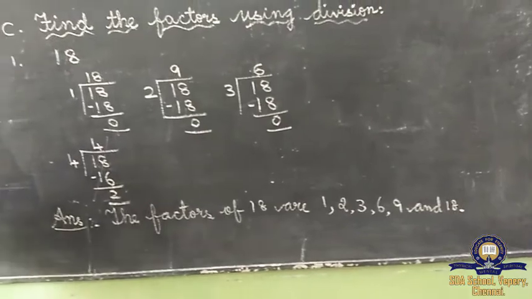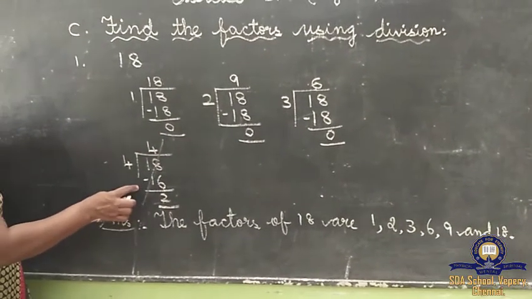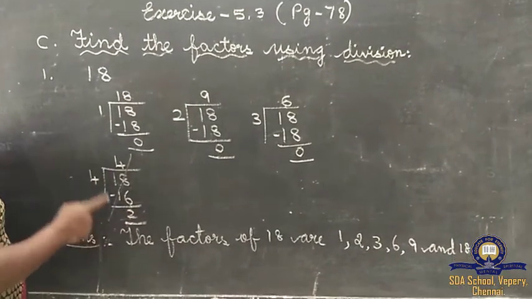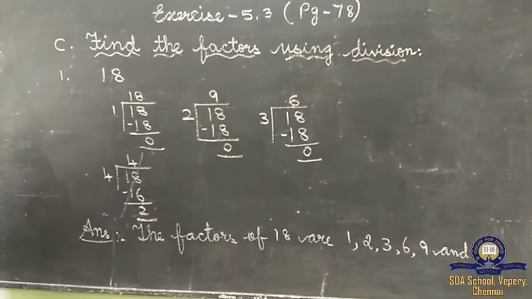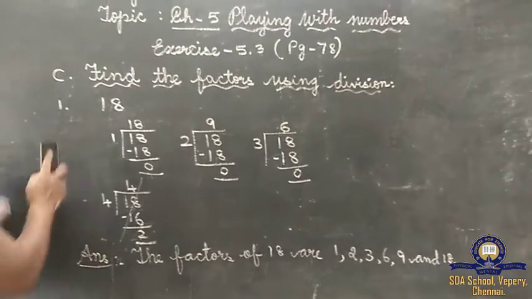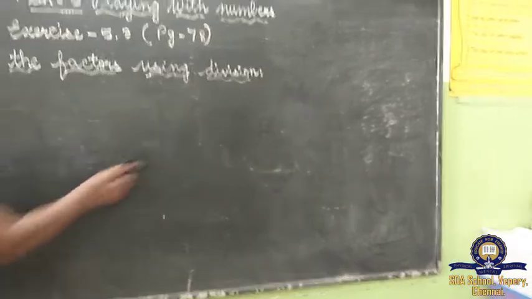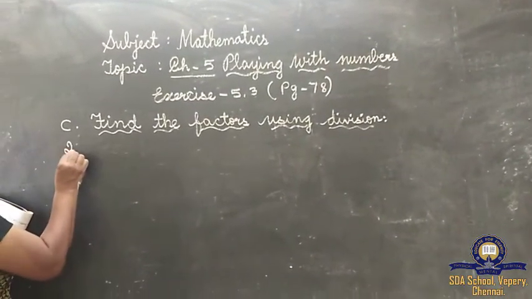Understood, children? You should not write this one. You can strike it out with a pencil. You should not write this number because the remainder is 2. Okay, children? Are you thorough? Okay. Shall I teach another sum? Okay, the second sum I will do 39.